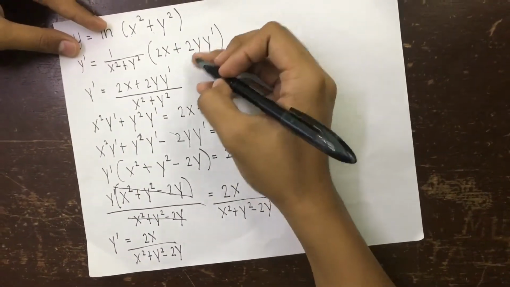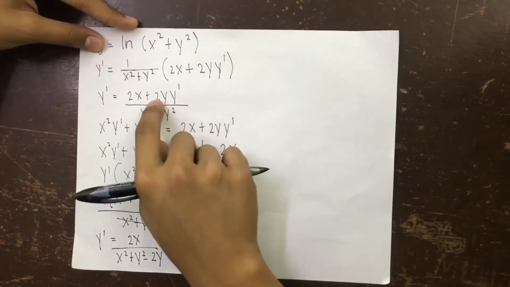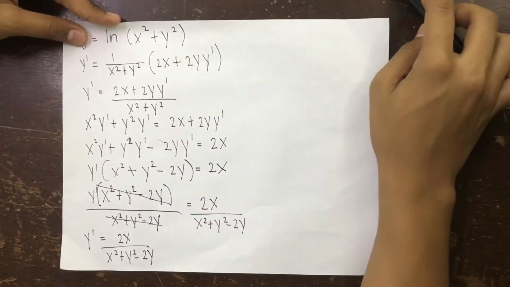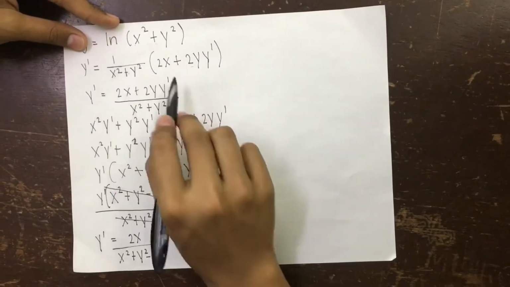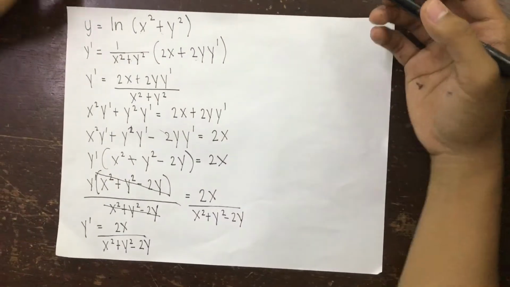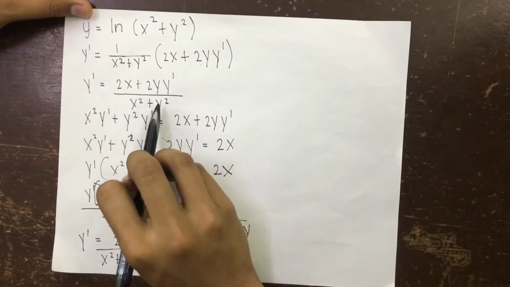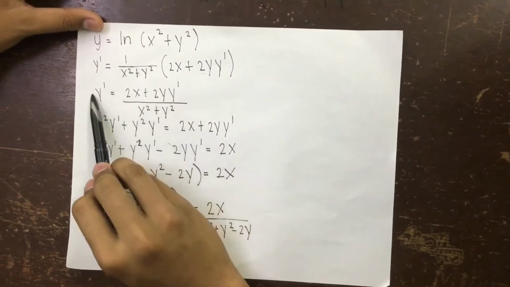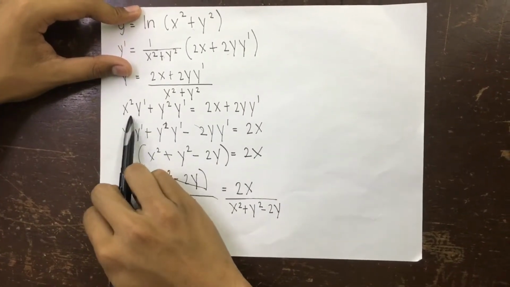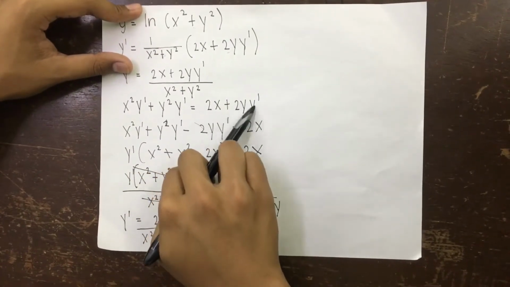So the next thing we're going to do is just simplify our answer for us to be able to isolate y prime or get the value of y prime. So I multiplied these two, so I come up with this answer, 2x plus 2y y prime over x squared plus y squared. And then the next thing I did was I cross multiplied both sides of the equation, and I come up to this answer, x squared times y prime plus y squared times y prime is equal to 2x plus 2y y prime.